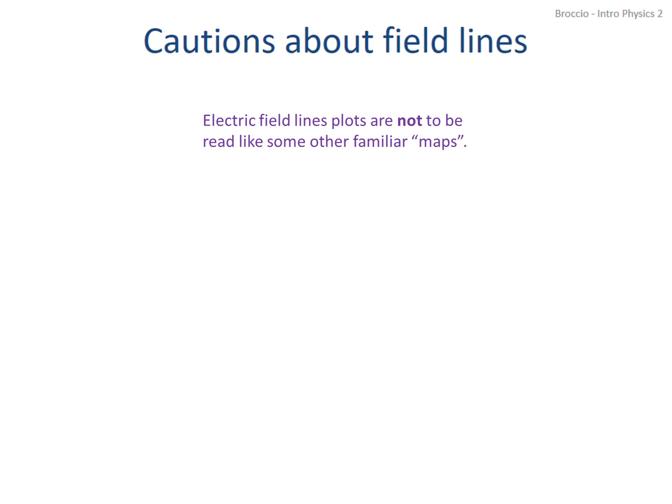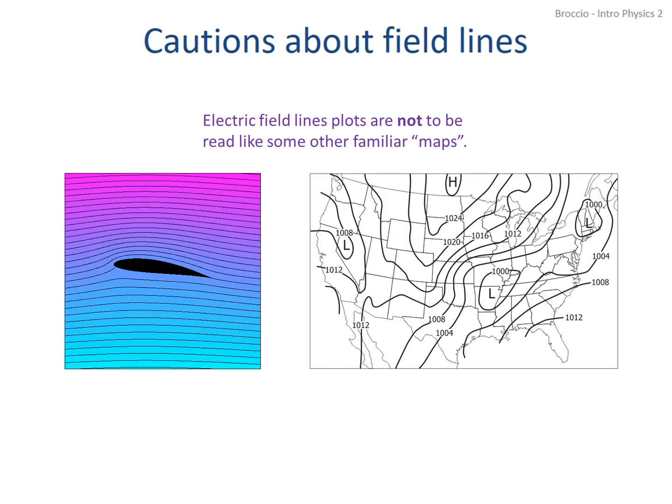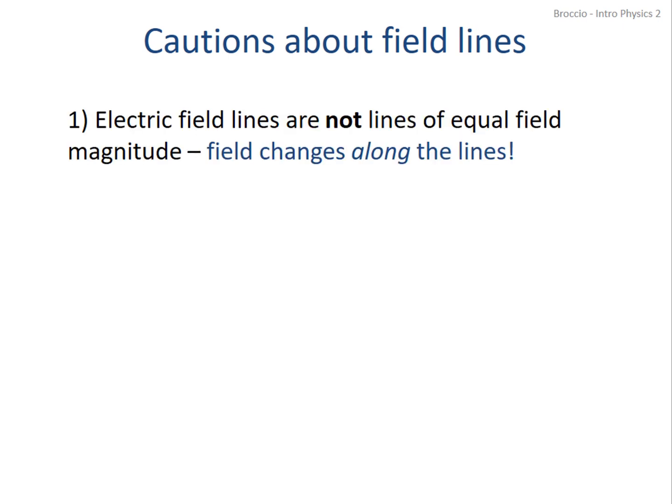Electric field line plots are not to be read like some familiar maps. There are a number of cautions we need to take to avoid misinterpretations. These lines do not represent places where the electric field magnitude is the same. In fact, the electric field strength changes along these lines. In particular, it decreases every time you move away from a source and increases every time you move toward a source. It will be sufficient to remember E equals kq over r squared.